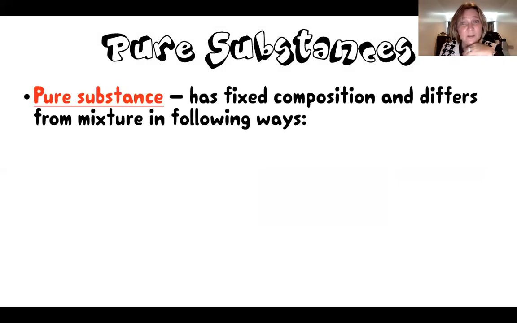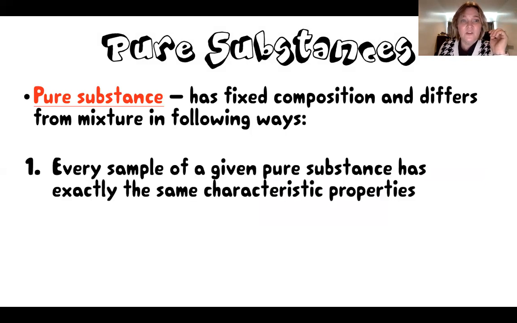And finally, we have pure substances. They have a fixed composition. That means that what the substance is made of never changes. So how is a pure substance different from a mixture? Number one, every sample of a pure substance has exactly the same characteristic properties. Like I said before, if you take salt from anywhere in the world, it's going to have the exact same properties. If you take muddy water from all different parts of the world, every sample will have different properties because it's a mixture.